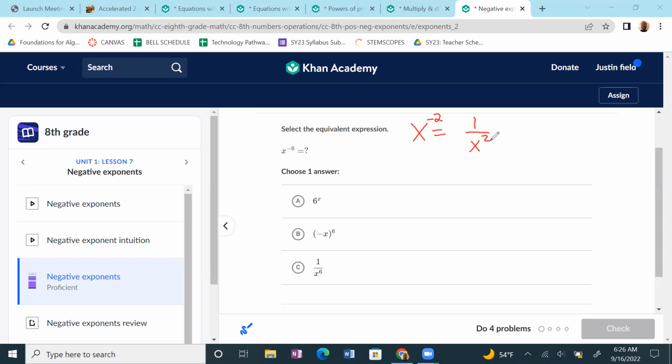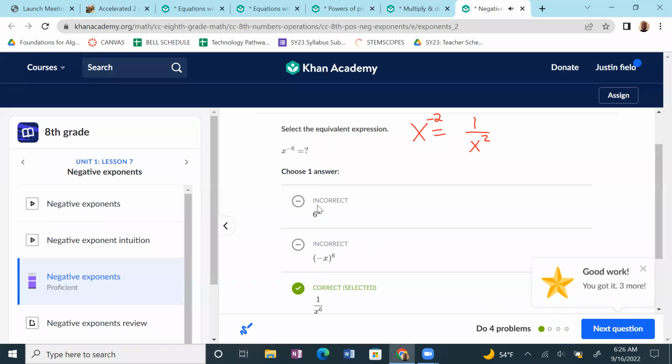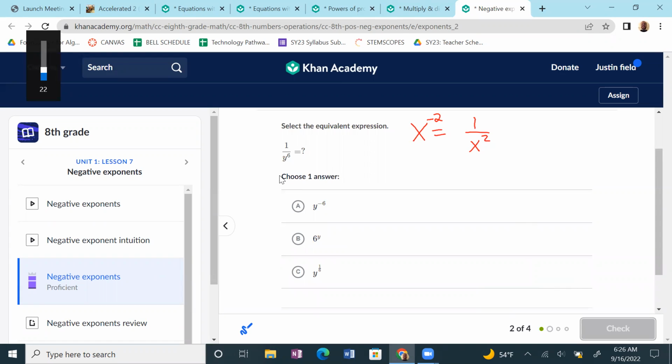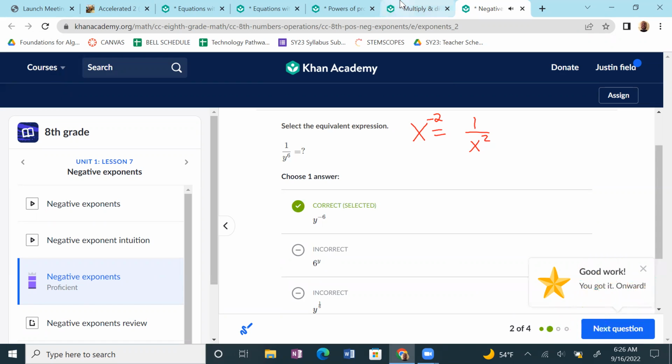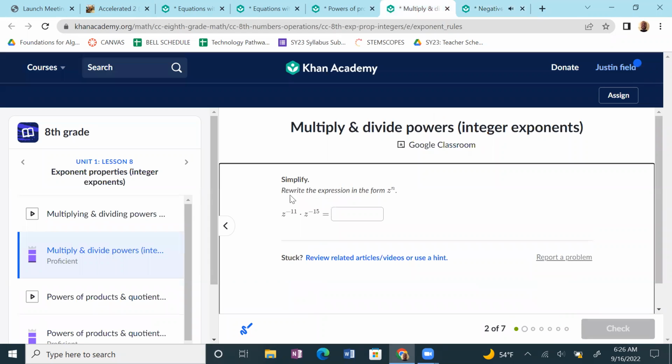An exponent that's negative, you can think of it as being negative in the numerator and positive in the denominator. And guess what? Vice versa is true as well. So we can see that x to the negative 6 would be 1 over x to the positive 6. Make sense? And then the opposite is true. 1 over y to the 6 is the same as y to the negative 6.